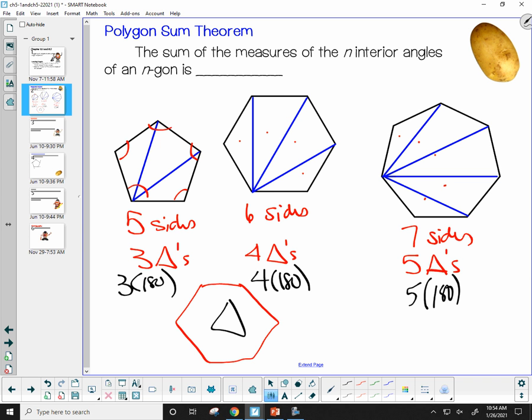5 minus 2 is 3. 6 minus 2 is 4. 7 minus 2 is 5. So the number of triangles is always 2 less than the number of sides. And then every time we multiplied by 180 because it's the triangles, right? So our formula comes from taking 180 times n minus 2. N stands for the number of sides. Because you told me number of sides, subtract 2, would tell me the number of triangles.